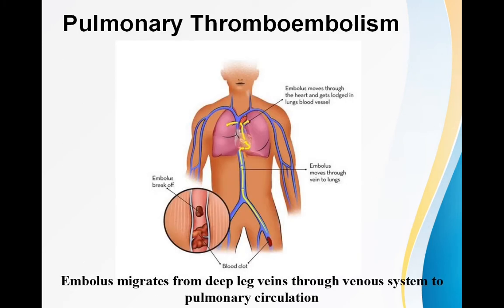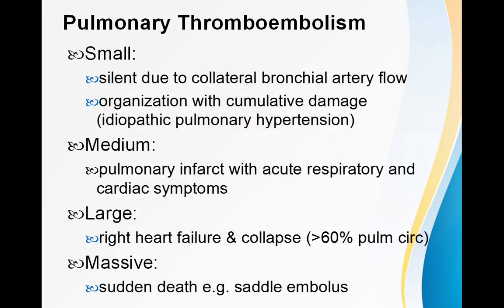Pulmonary thromboembolism. The embolus migrates from deep leg veins through the venous system to the pulmonary circulation. Small emboli are silent due to collateral bronchial artery flow, but organization leads to cumulative damage. Medium emboli cause pulmonary infarct with acute respiratory and cardiac symptoms. Large emboli cause right heart failure and collapse. Massive emboli, such as a saddle embolus, cause sudden death.